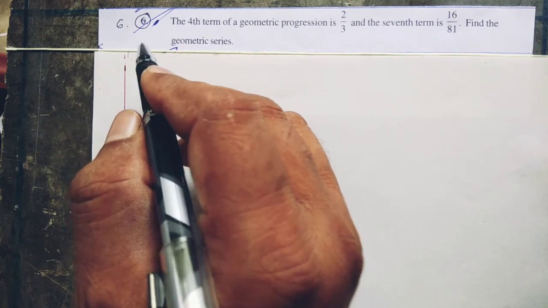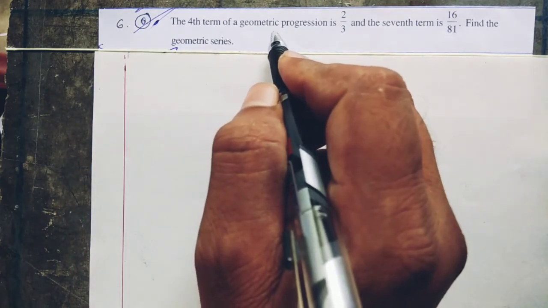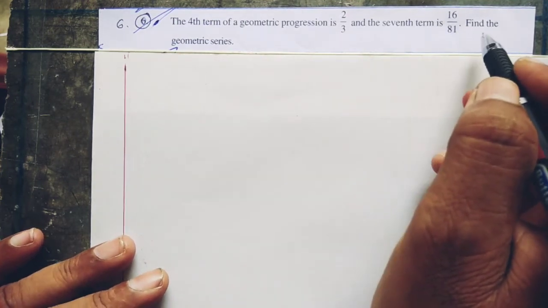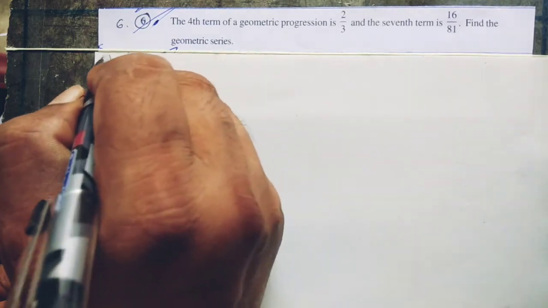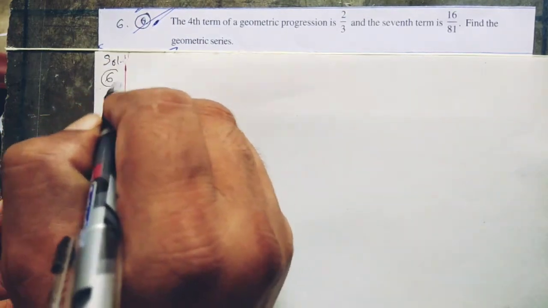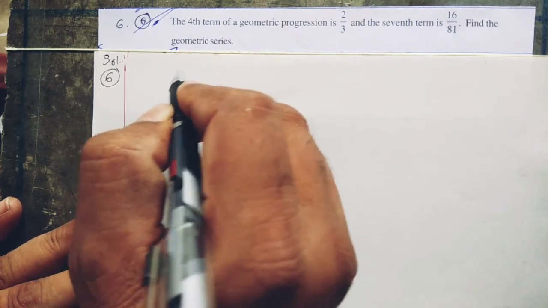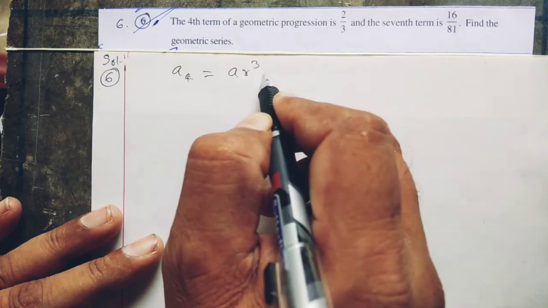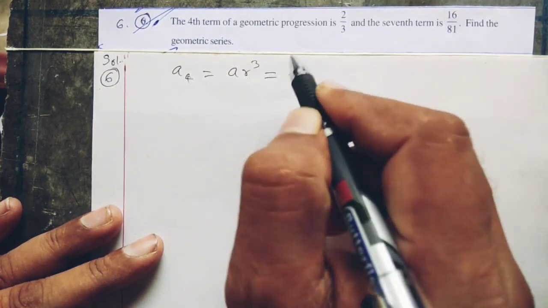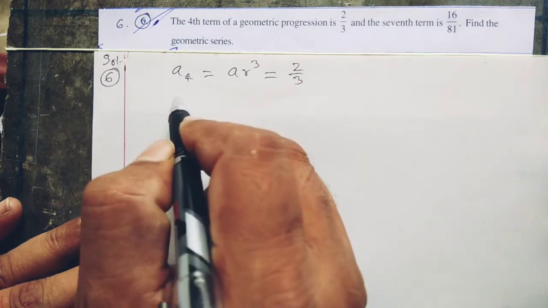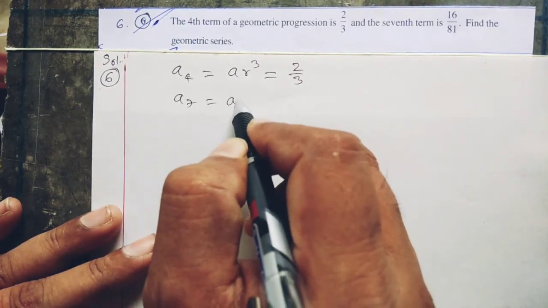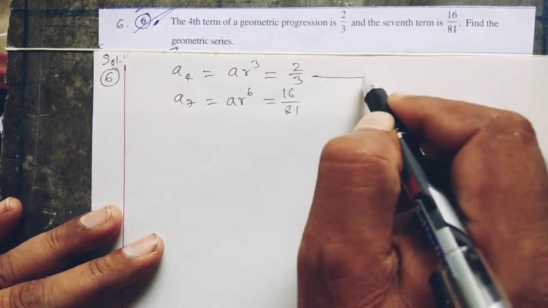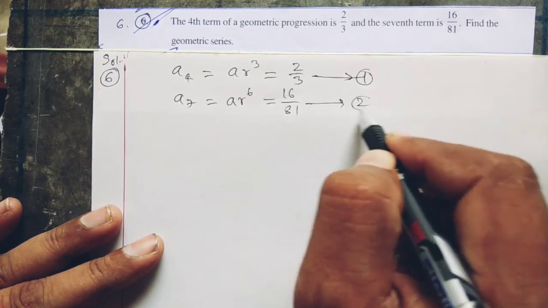Question number 6. The fourth term of a geometric progression is 2 by 3 and the seventh term is 16 by 81. Find the geometric series. Solution for the sixth problem. Fourth term A4 is equal to A R cube, that is equal to the given 2 by 3, and seventh term A7 is equal to A R to the power of 6, which is equal to 16 by 81. This is equation 1. This is equation 2.